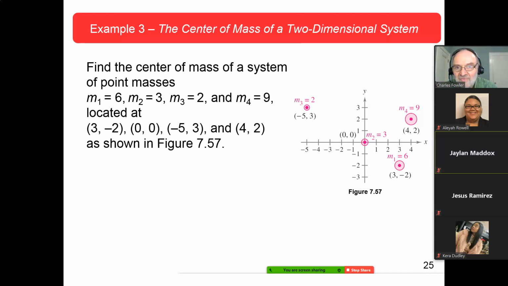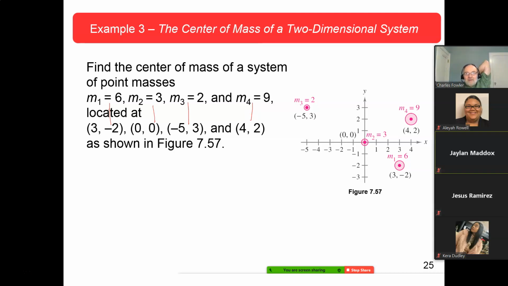Find the center of mass of a system of point masses. M1 is 6, M2 is 3, M3 is 2, M4 is 9, located at 3, negative 2. I will write these in just so you can get the idea. M1 is at this one, M2 is at this one, M3 is at this one, and M4 is at that one. Okay, there they are.